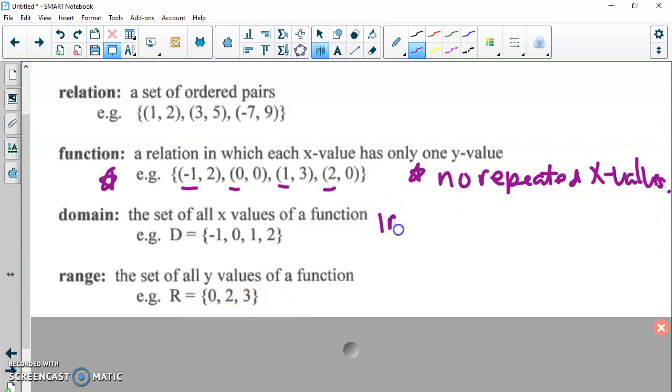So domain is inputs, and range is outputs. A lot of people get them backwards and confused. How I remember it, D comes before R in the alphabet, so domain comes before range, so input and then output. Hit pause, take a minute, and write all of this down so you have it in your notes.